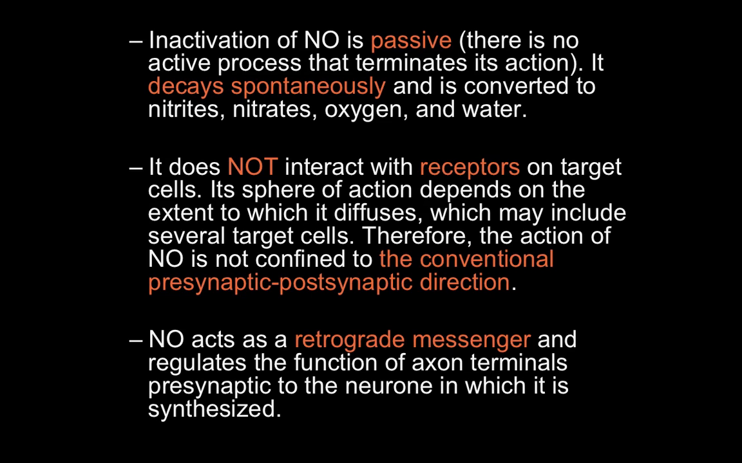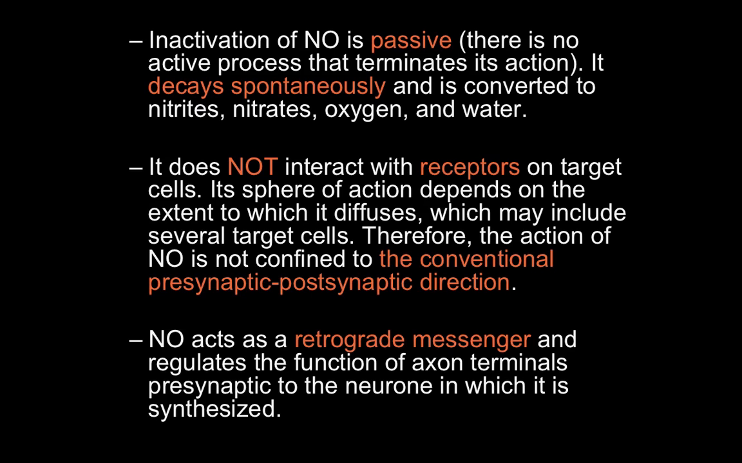The nitric oxide, because it's small, just diffuses into any neighboring cell. It doesn't need a receptor, all right? Its sphere of action depends on the extent to which it diffuses, which may include several target cells. Therefore, the action of nitric oxide is not confined to the conventional presynaptic to postsynaptic direction.